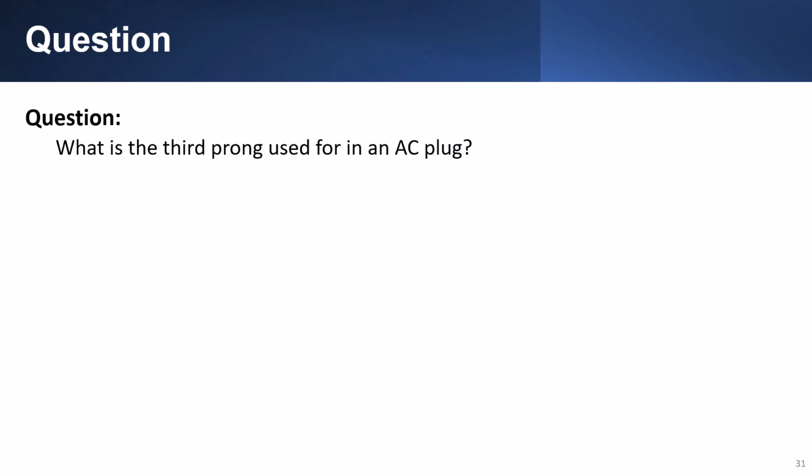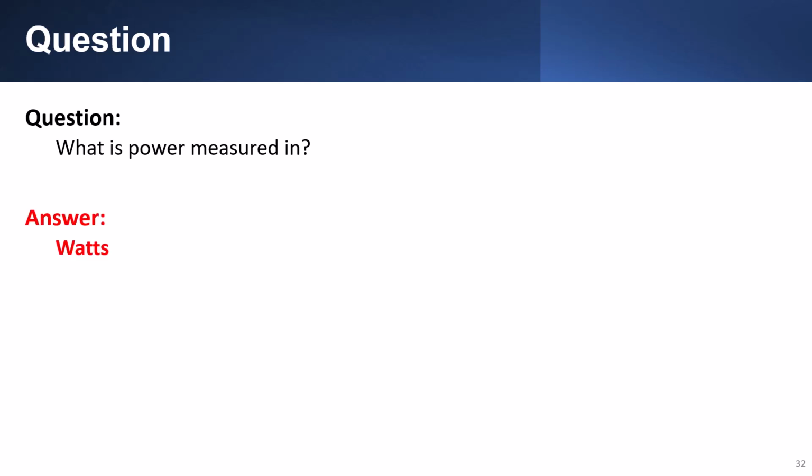Question: what is the third prong used for in an AC plug? Answer: ground. A grounding wire provides additional path for electrical current to return safely to the ground without causing danger to anyone or anything. Question: what is power measured in? Answer: watts.